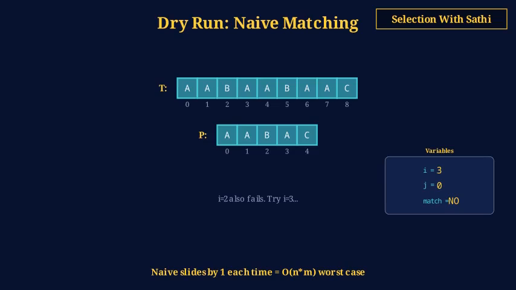Found at index 9. At position 12, A to A, B to B, A to A match. Found at index 12. Total pattern found at positions 0, 9, and 12. The naive approach checked all 13 positions, doing up to 4 comparisons each.